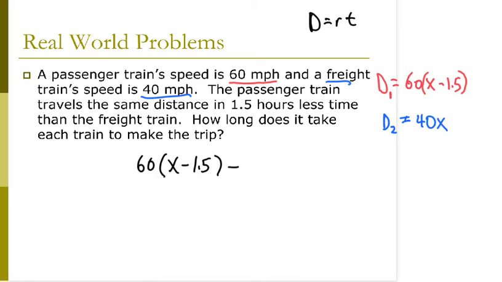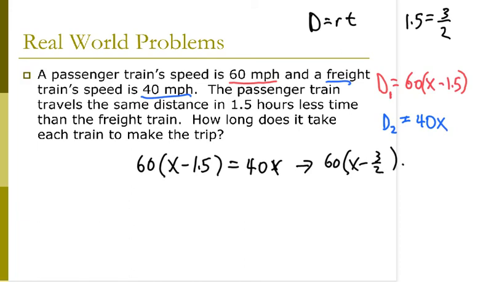So we can apply the distributive property to solve this. If we're going to do that though, for that 1.5, I want to use something that we did in a previous problem. 1.5 is really the same as 3 halves. $3 split between 2 people is $1.50, or 3 divided by 2 is 1.5. So let's rewrite that as 60 times x minus 3 halves equals 40x.